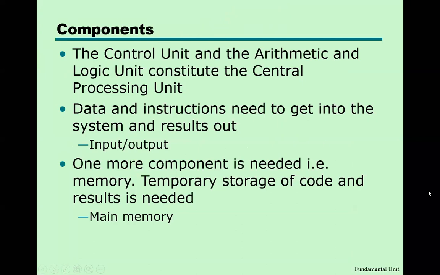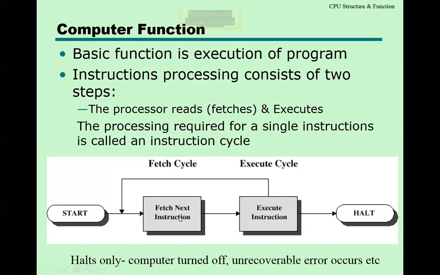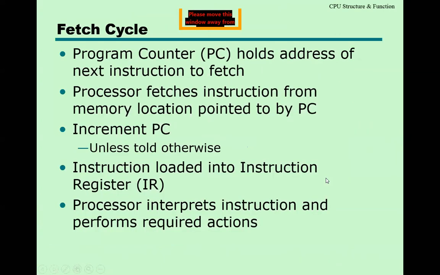We have considered the Von Neumann machine, in which broadly we have categorized the computer into three categories: CPU, input/output, and main memory. So here is the CPU, main memory, and input/output, and we saw how the instruction is executed, and the result is stored back into main memory or sent to the input/output module. To execute one instruction, one execution cycle is required. One execution cycle we can categorize into two parts: the fetch cycle and the execute cycle.